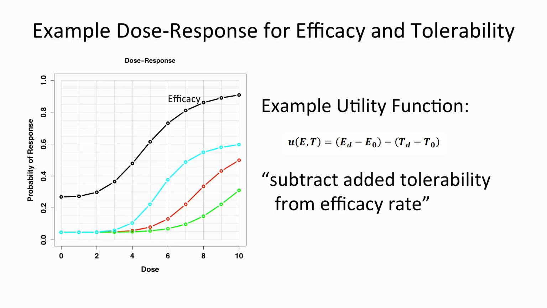Let's look at several examples of this. We'll use a simple utility function, and as you can see here, the utility function is the differential between the placebo and each dose on efficacy, subtracting off the added probability of a tolerability event. So we're really looking at the difference between the black curve and each of the tolerability curves with an equal weighting of efficacy and tolerability.